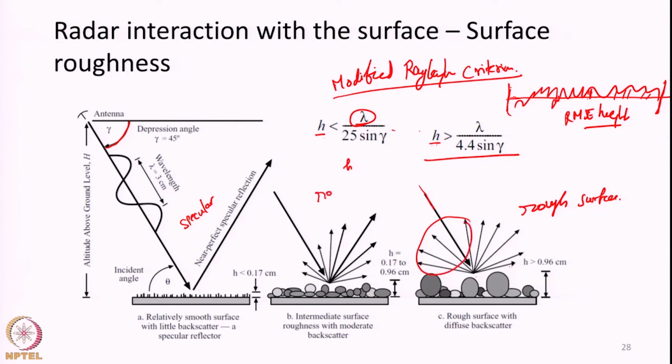So, a rough scatterer naturally will have a higher sigma naught and a smooth surface will have a lower sigma naught, with all other factors being held constant. If all the factors that control backscattering remain the same, then a rough surface tends to have a higher sigma naught than a smooth surface.